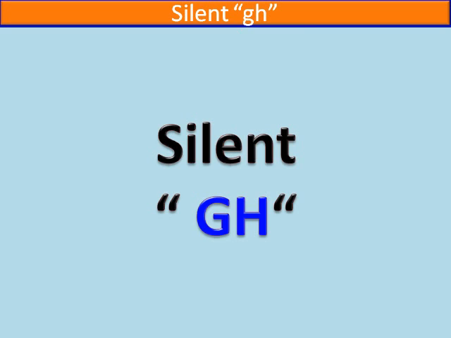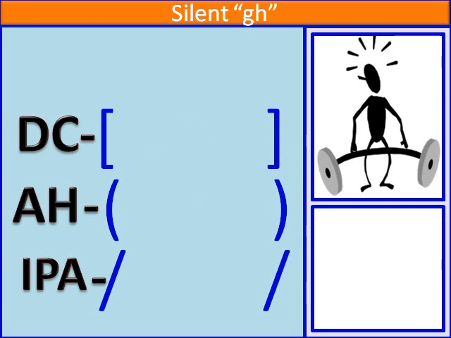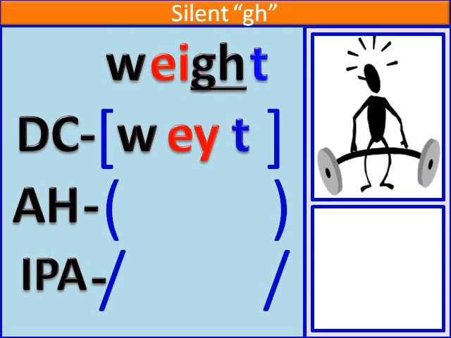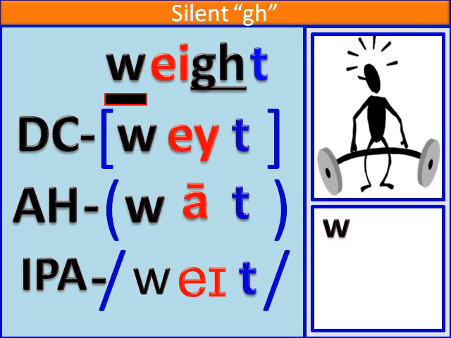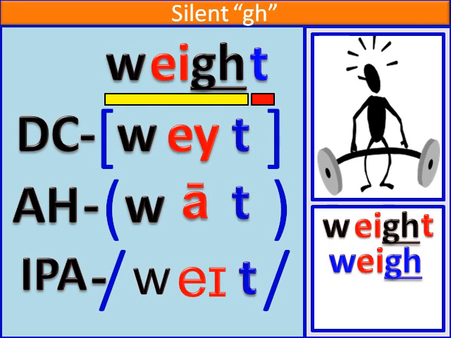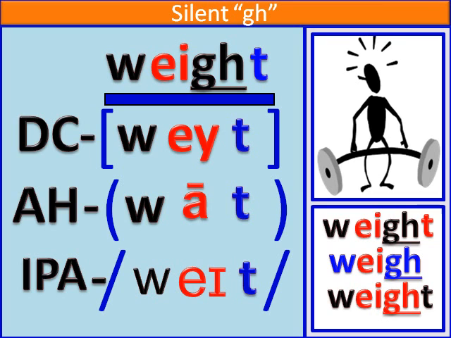Silent GH is when GH is silent and does not make a sound and does not show up in the dictionary sound box. Silent GH. He lifted some weight. Weight. Wait. GH is silent. He's lifting some heavy weight. GH is silent.